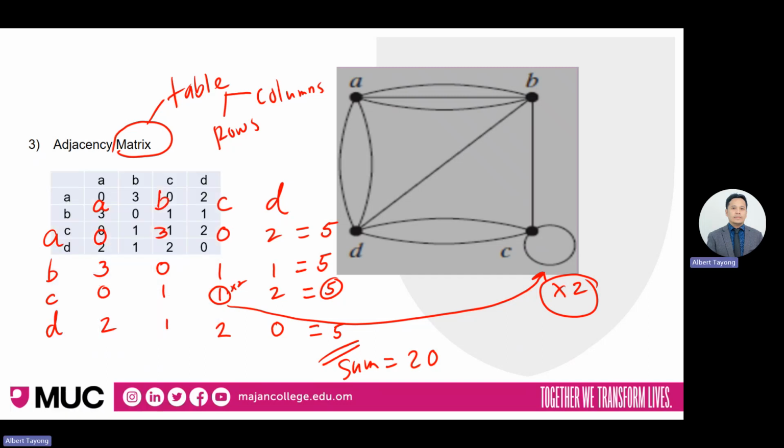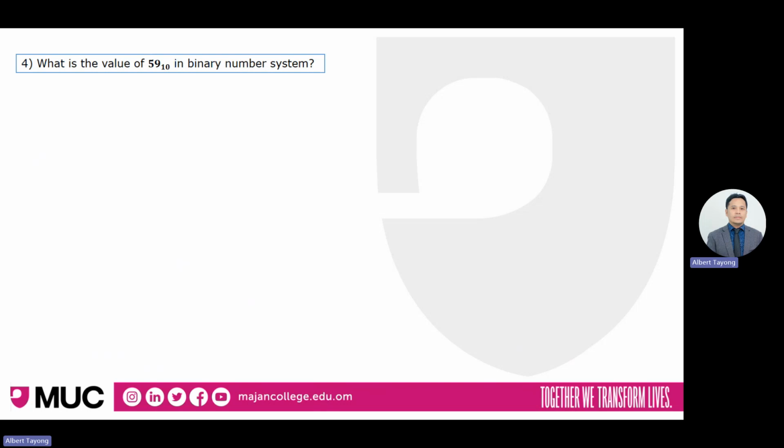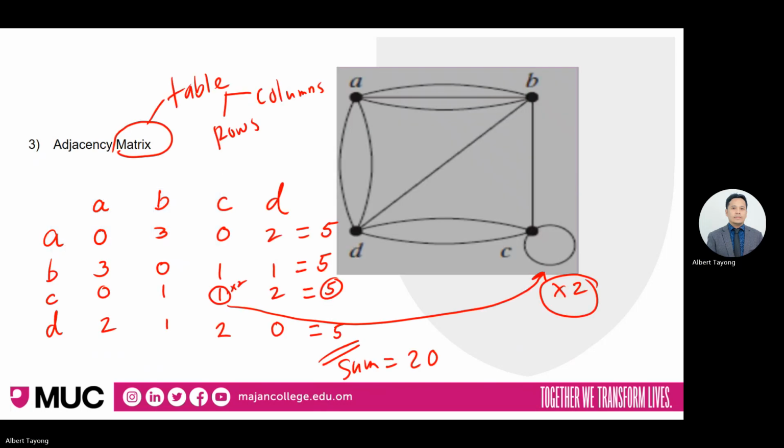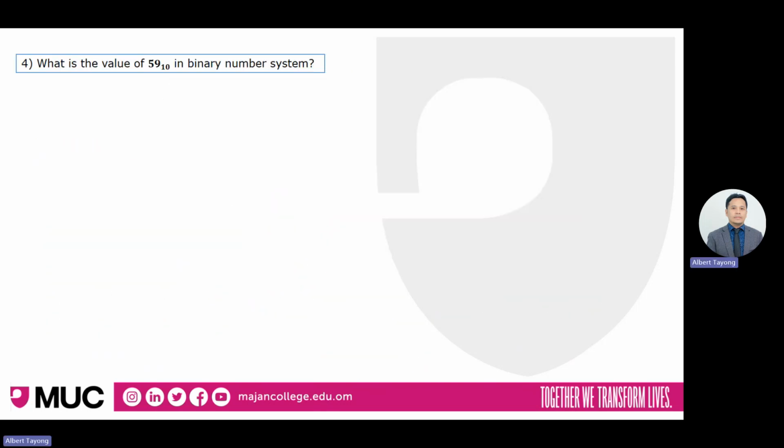Okay, so let's have number 4 now. Here you're going to find the equivalent value of this number in binary number system. So it means this is from decimal, base 10, to base 2 because binary. Now, as I have mentioned before, if 10 is on the left, you have to use a table.